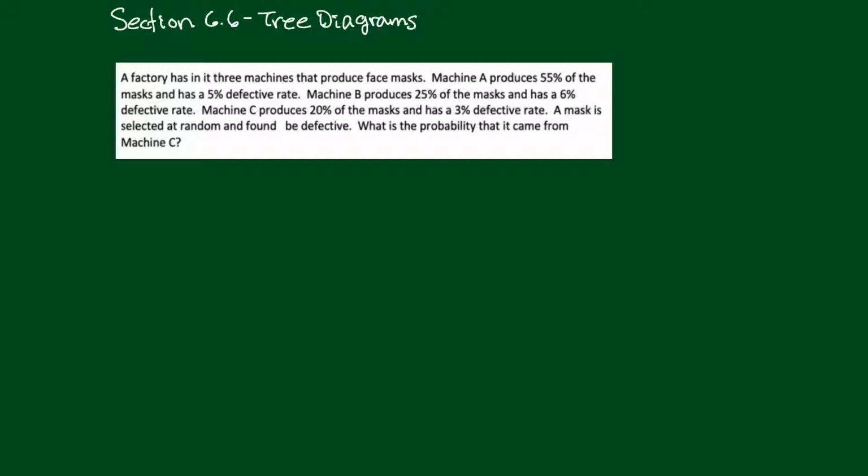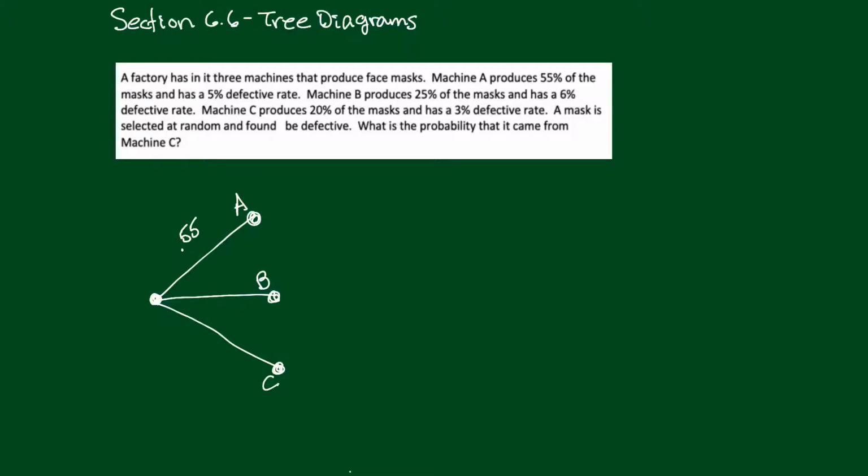So we'll start with the tree here. I'm going to start over here with a node for the base of the tree. Now I've got 3 machines, machine A, machine B, machine C. So let's label these. This will be machine A, machine B, and machine C. And machine A produces 55%, so I'm going to put that probability right here. So up that branch, there's a 55% chance of moving up this branch.